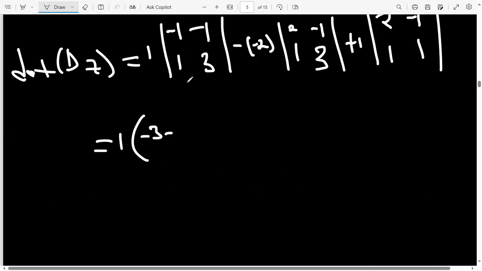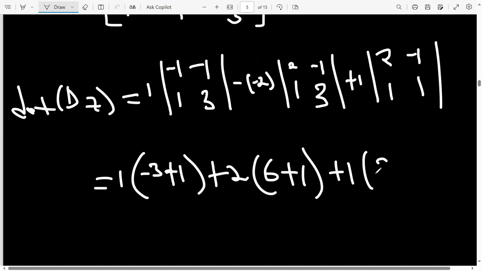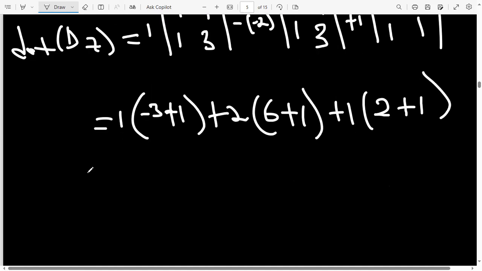Then minus 1 multiplied by minus 1 is minus 1. So that minus multiplied by this minus becomes a plus 1. This minus and that minus become a plus 2. Then here we have 6 minus 1, so it will be plus 1. And then plus 1. Then here we have 2 multiplied by 1, which is 2. Then minus 1 multiplied by minus 1 is minus 1. That minus 1 multiplied by this minus becomes plus 1. So this is what we have.